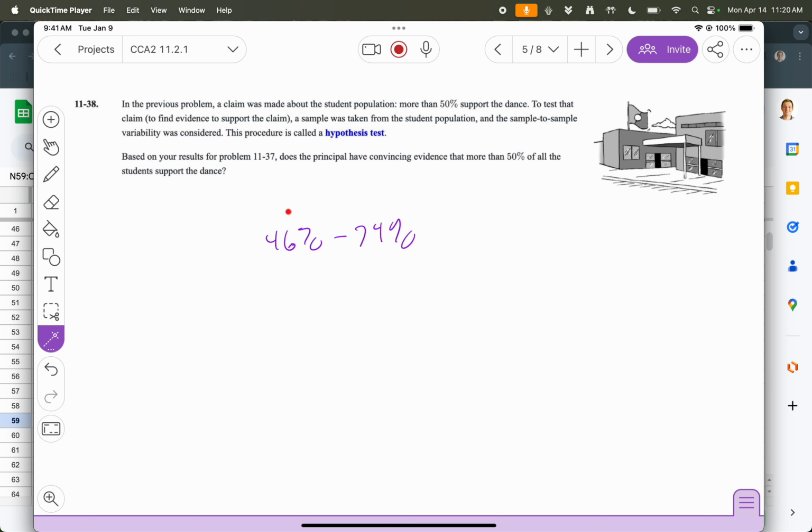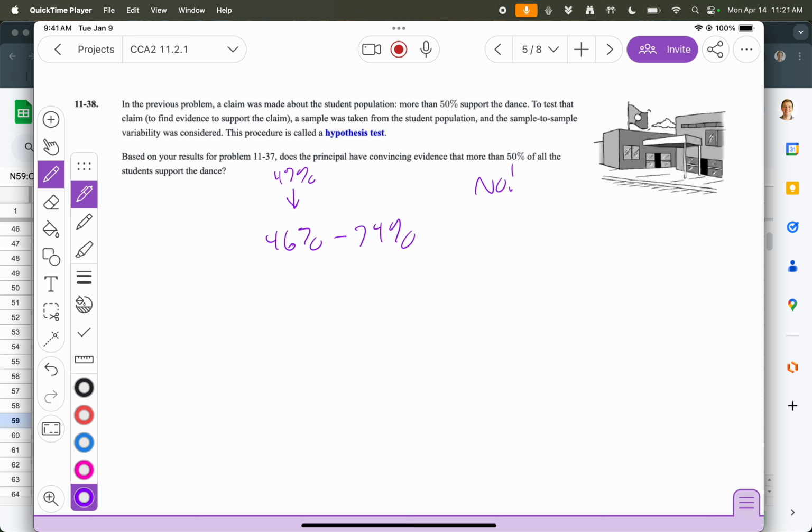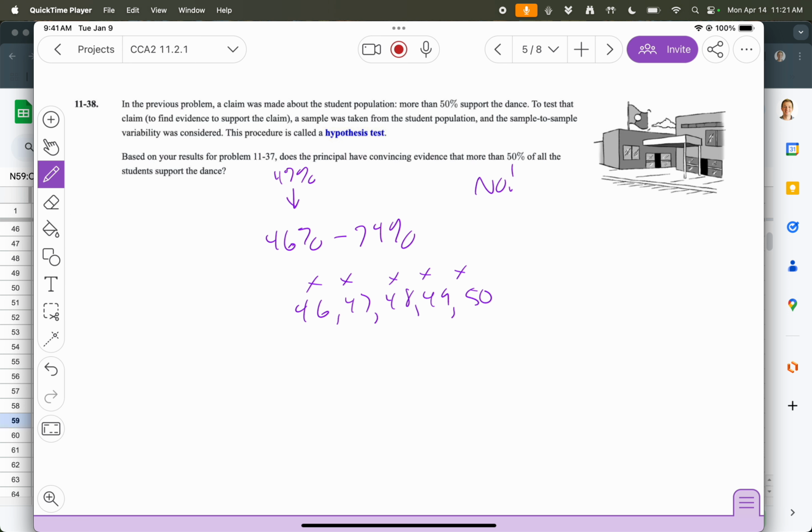So to test the claim, a sample is taken of the student population and the sample variability is considered. This is called the hypothesis test. So based on your results, does the principal have convincing evidence that more than 50% of the students support the dance? Absolutely not. It could be 46, 47, 48, 49, or 50%. All those things would definitely be below 50%. He does not have reason to believe that the student body supports it like the student council is saying.